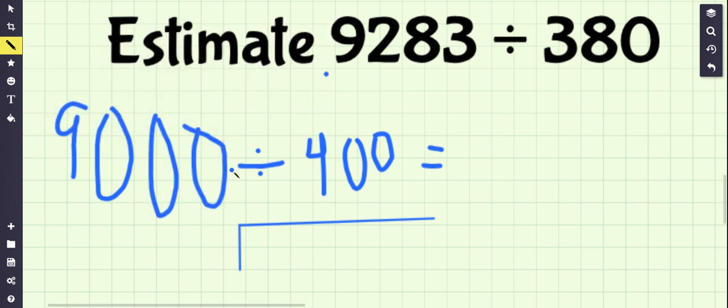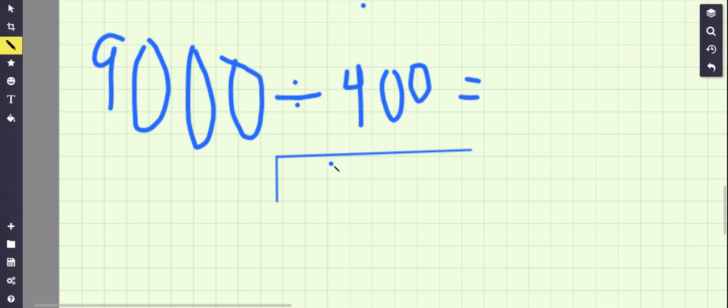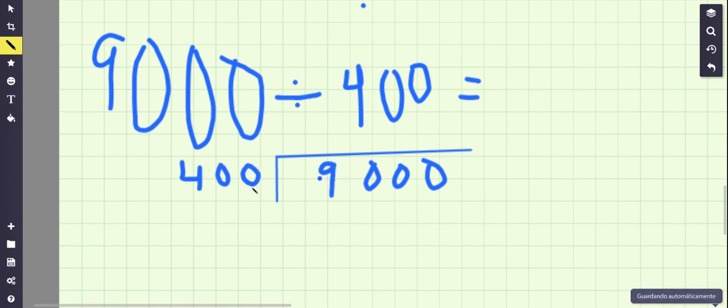Alright, so let's now try to do the problem over here. So you put 9,000 in here and 400. 400 can't go into 9 because that's not enough hundreds. So we look at the hundreds column, so here's 900. 400 can fit into 900 about 2 times.